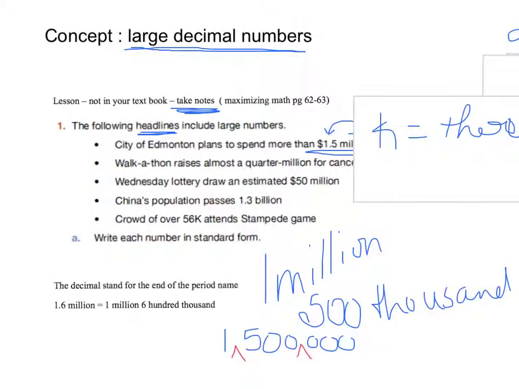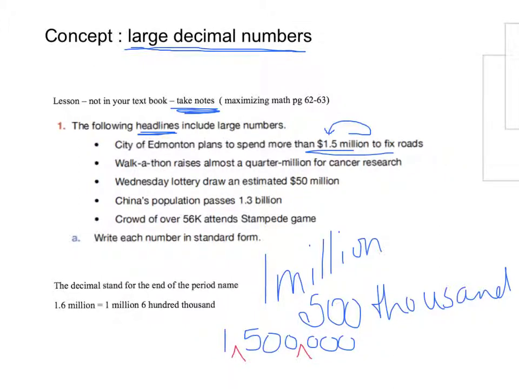All right, and now for this one, you're going to have an exit slip to work on because this isn't really in your textbook, but there are some questions that have it, so you will come across it. Make sure that you do in fact remember that the decimal stands for the end of that period name. So 1.6 million means 1,600,000. Please hand in when you are finished, and make sure if you have any questions along the way that you ask.